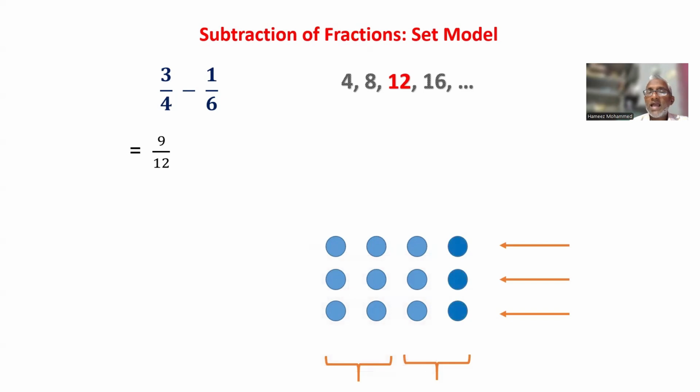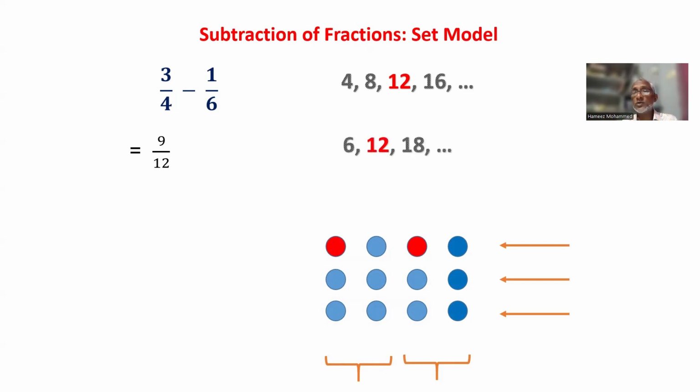Now let's look at the idea of 1/6. So if we look at the first 2 columns where we have 6 of them, 1 out of those 6 circles is red. So that indicates 1/6 of the first 2 columns. And then 1/6 of the next 2 columns. So what that tells us, how many red circles are there in all? 2 out of a total of 12.